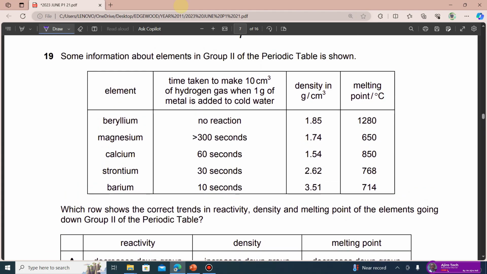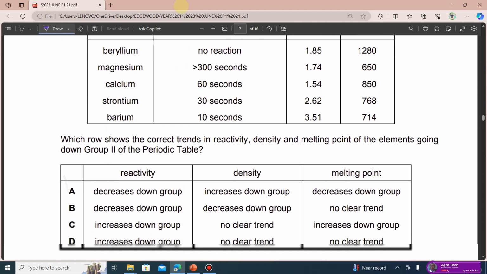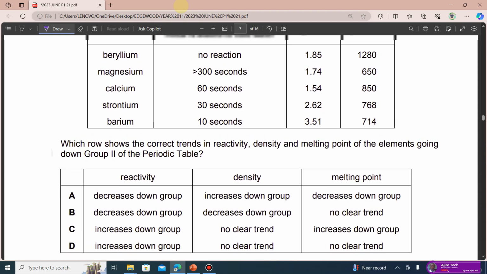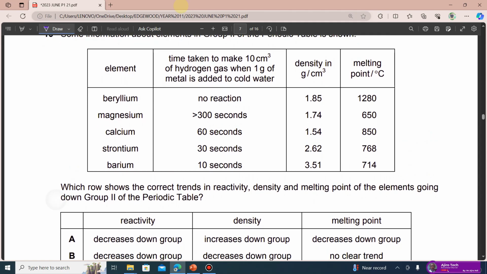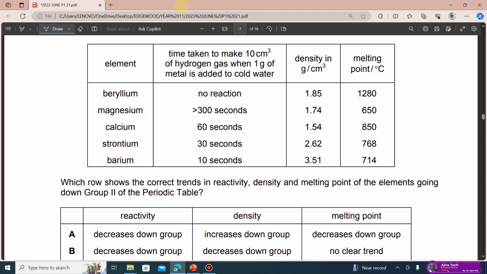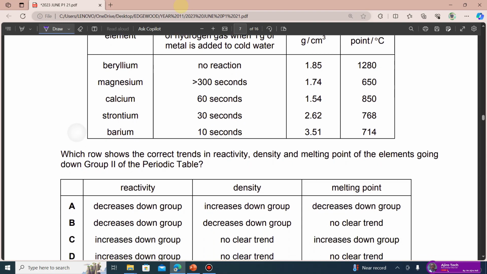In question 19, we are given some information about elements in group 2 of the periodic table. Which row shows the correct trends in reactivity, density, and melting point of the elements going down group 2 of the periodic table? So as we go down group 2, what do you observe about the time taken for hydrogen gas to be given off? You see that the time taken is decreasing.